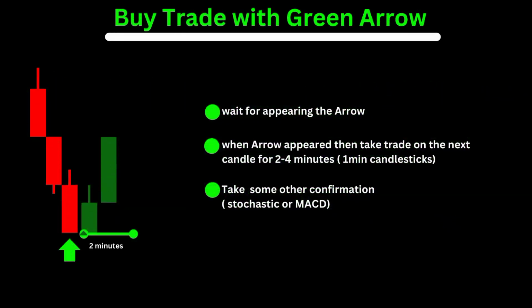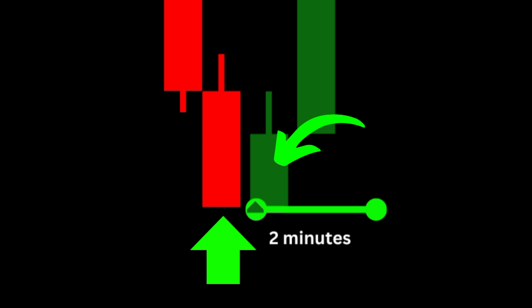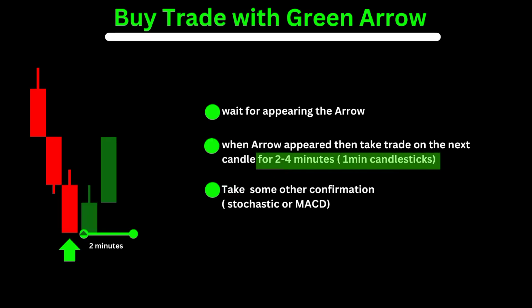So here is the representation of a buy signal according to the indicator. Simply, you have to take your trade in upward direction when the arrow appears below the candles and faces upward, just like on the screen. And you have to take care of one thing: you have to place your trade at the start of the next candle. That means when the arrow appears on any candle, you take your trade on the next starting candle. Your trade expiry will be 2 minutes, 3 minutes or 4 minutes, and that I'm talking about for the 1 minute candlestick time frame.